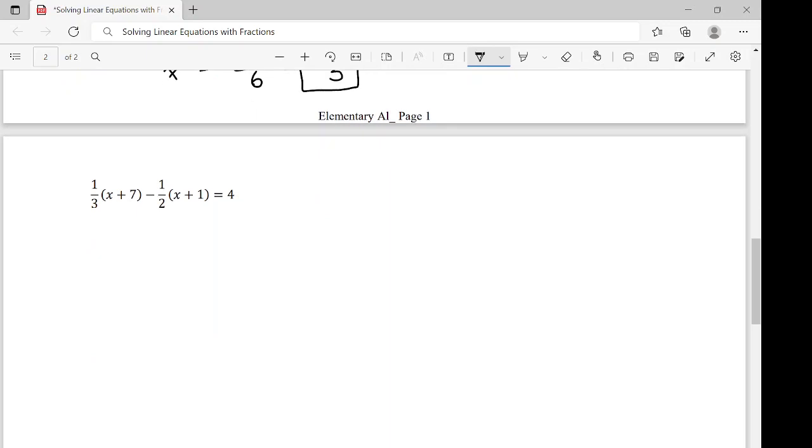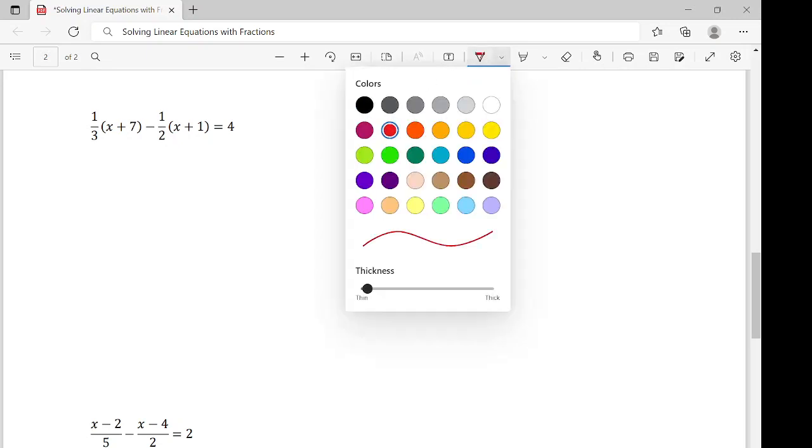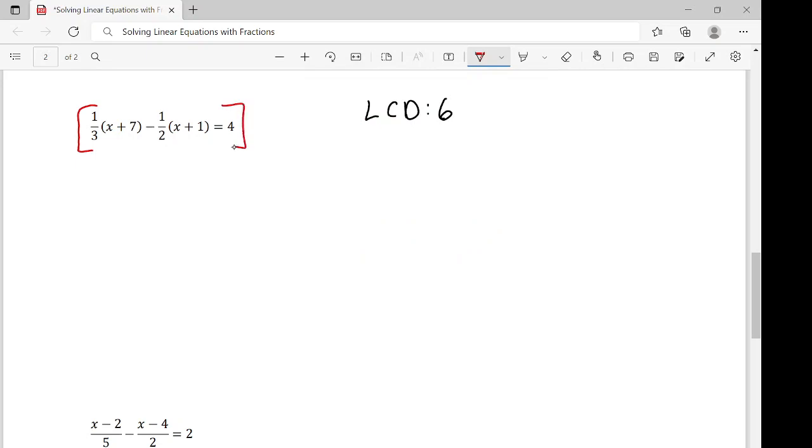Next we have 1/3 times the quantity x plus 7 minus 1/2 times the quantity x plus 1 equals 4. So again, I'm going to look for my LCD, and I'm only looking at my denominators of 2 and 3, and I can see that my LCD between these two is, again, a 6. So I am going to multiply the entire equation by 6 to clear the fractions.